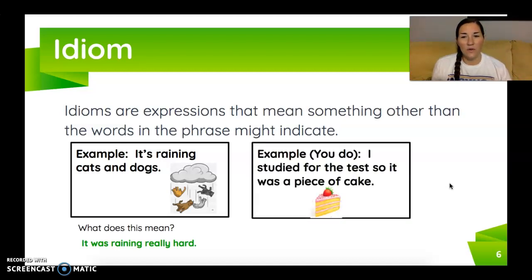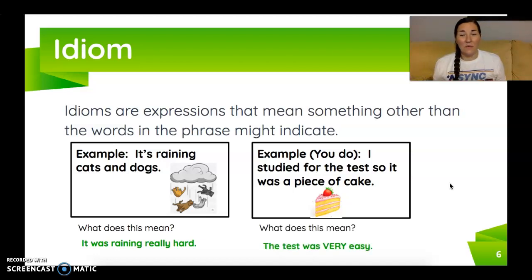So I studied for the test, so it was a piece of cake. So pause the video if you need to. Think about what that really means. The test that you took really wasn't a piece of cake. Like you didn't have an actual piece of cake that you're eating for your test. That would be an awesome test. And I would do that every day. I would love to have that test. So what does that really mean? So really, that means that it was really easy.